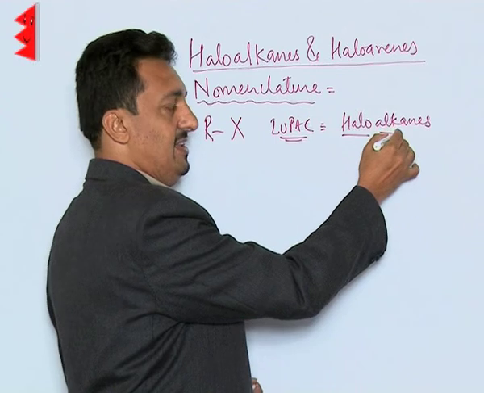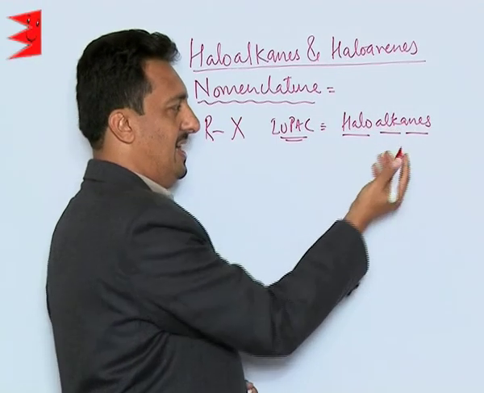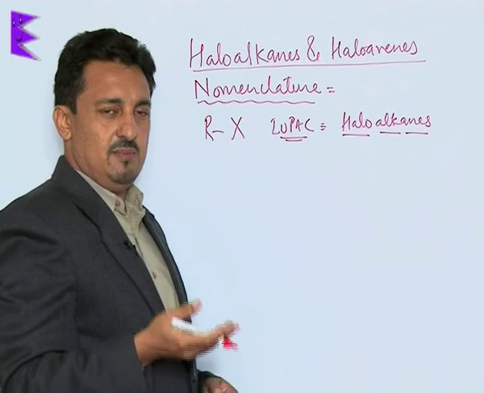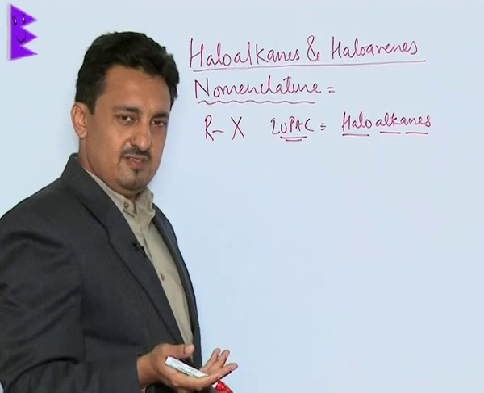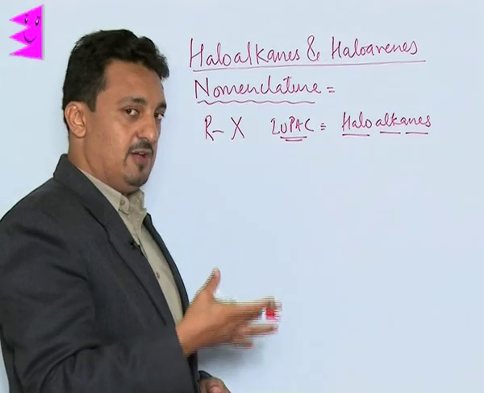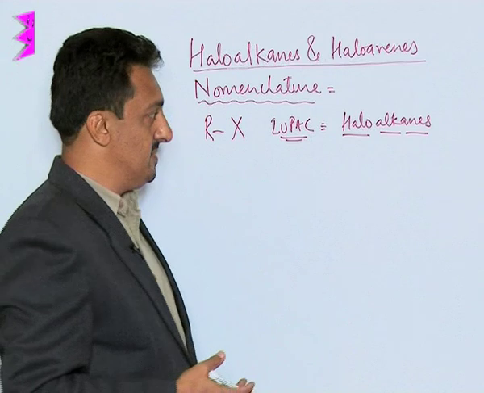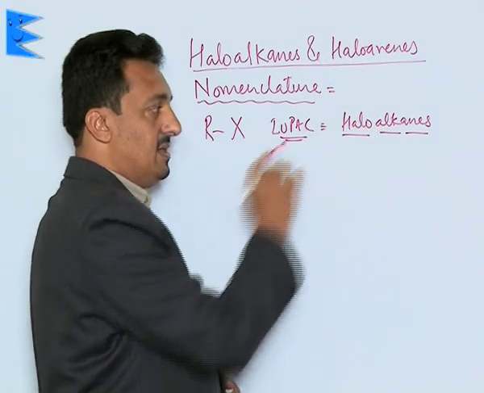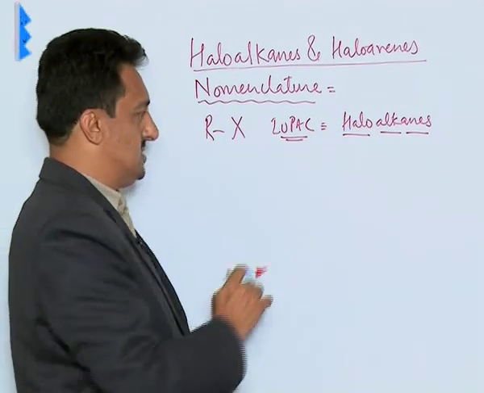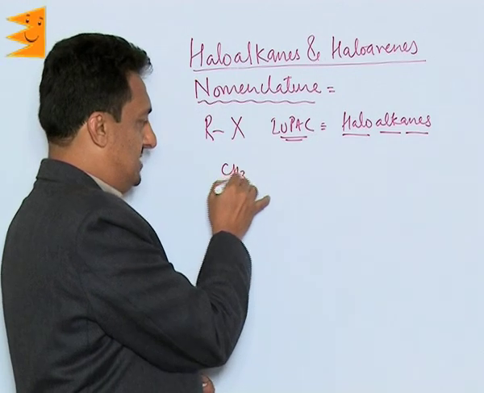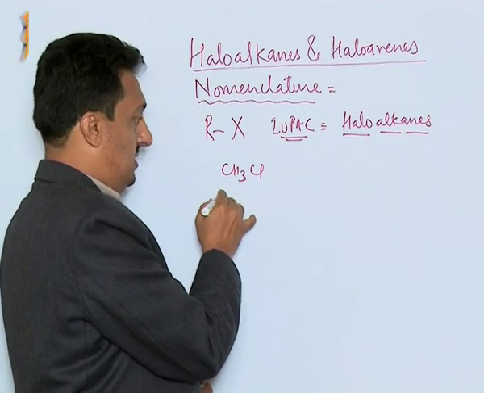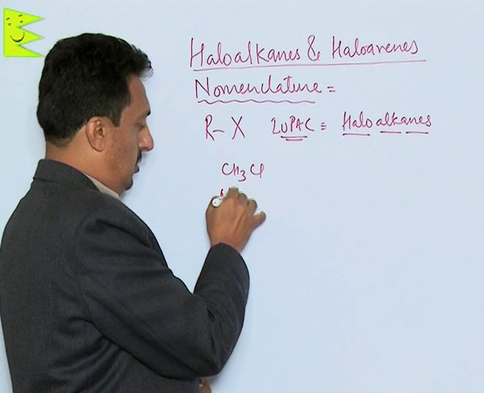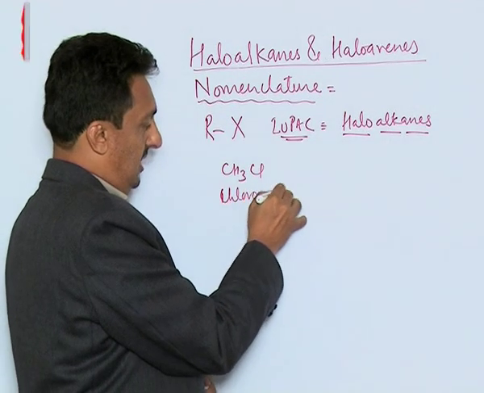Now alk indicates the number of carbon atoms, and ane, ene or yne according to whether there is a single, double or triple bond, or to the category of hydrocarbon to which the compound belongs. This is how we name them in the IUPAC nomenclature. So the simplest of these is called what? Chloromethane.